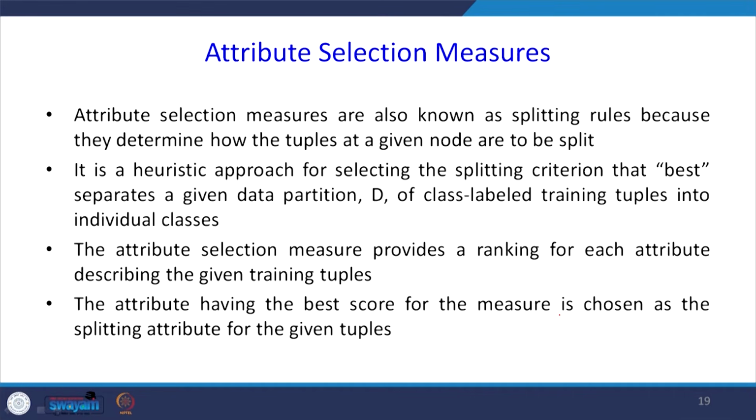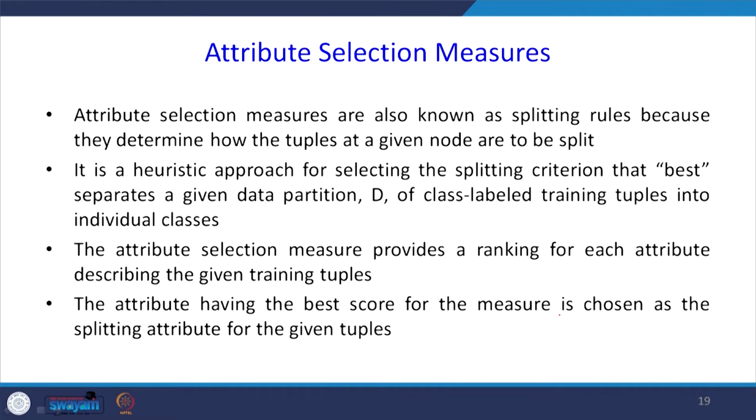Now, the second part of this lecture is different attribute selection measures. Attribute selection measures are also known as splitting rules because they determine how the tuples at a given node are to be split. It is a heuristic approach for selecting the splitting criterion that best separates a given data partition D of class labeled training tuples into individual classes.